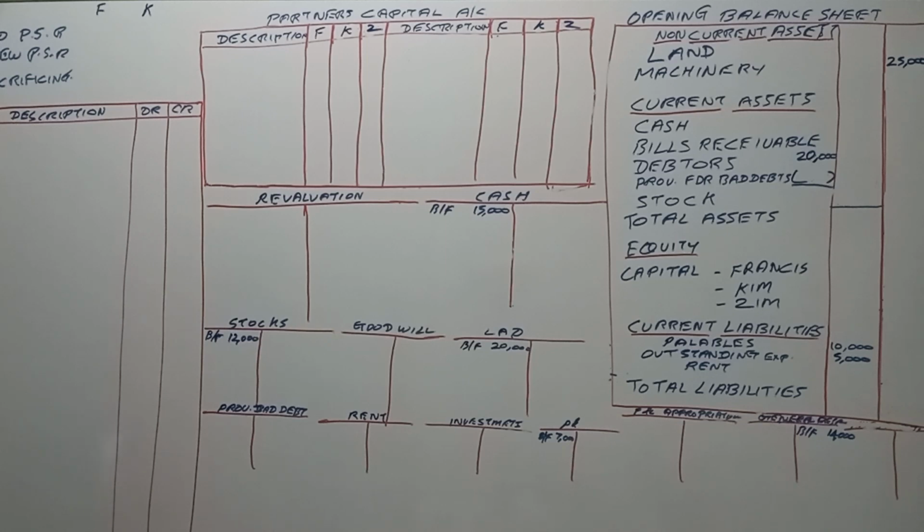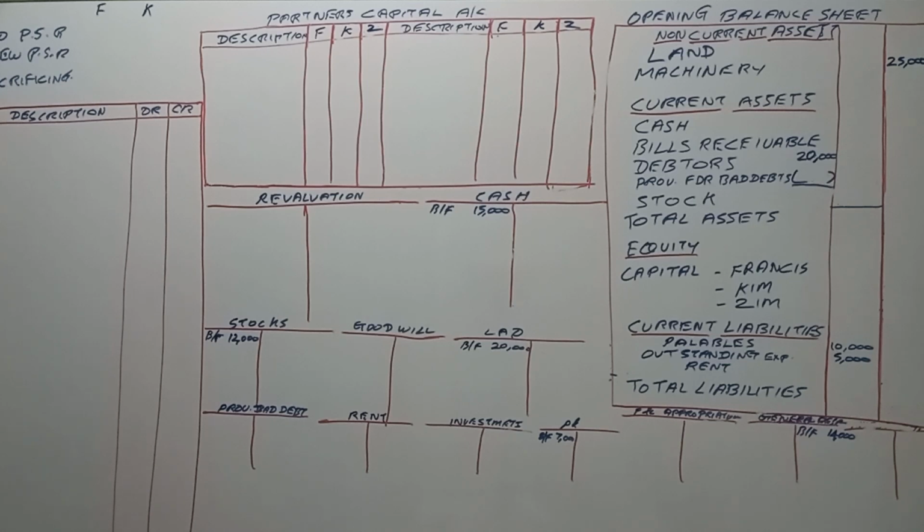Question: Francis and Kim are partners sharing profits and losses in the ratio of 4 is to 3 respectively. Their balance sheet as on 31st March 2020 is as follows. Non-current assets: land 20,000, machinery 25,000, cash 15,000, debtors 20,000, profit and loss brought forward loss 7,000, stocks 12,000. Francis capital 40,000, Kim capital 30,000, and current liabilities: payables 10,000, outstanding expenses 5,000, general reserves 14,000.